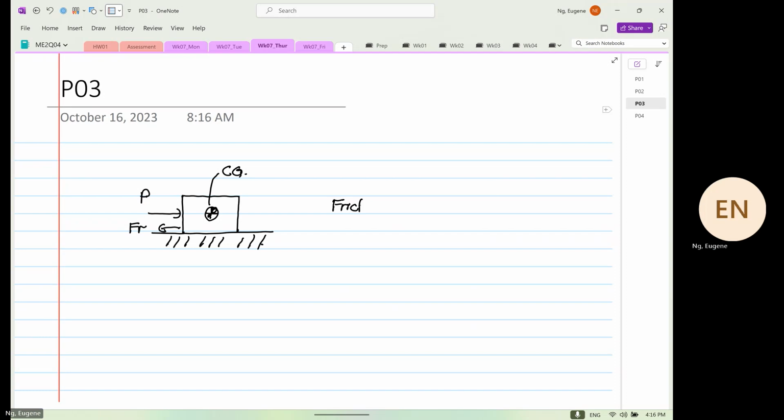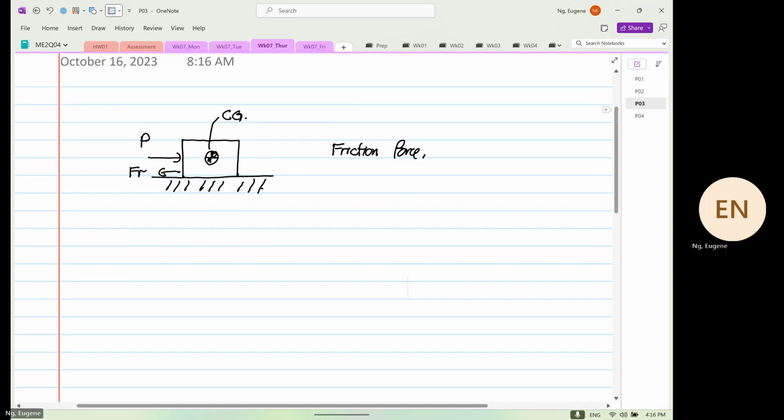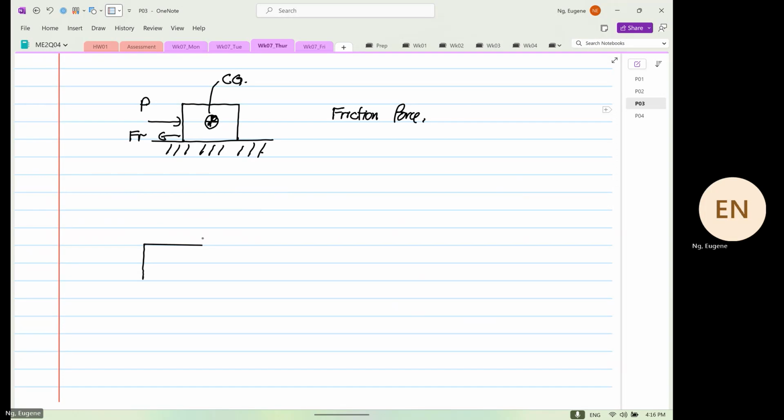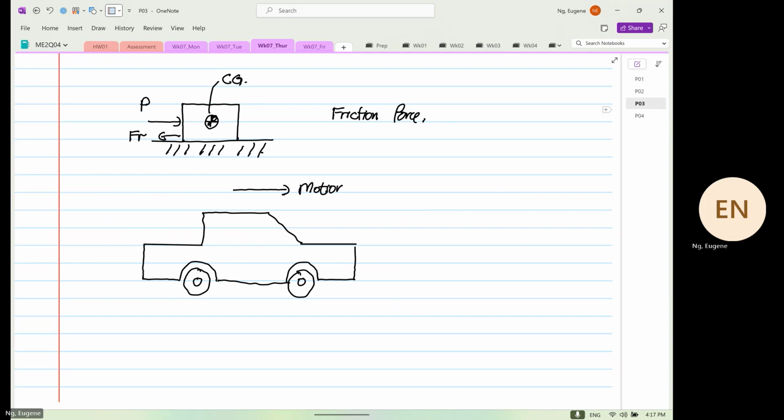Friction force. Now you have a car made from ooze ball, and the car has wheels and is moving in this direction. You know why it's straight like that? Because it's not easy to bend ooze ball, until they hire people from McMaster, then they can bend ooze ball.